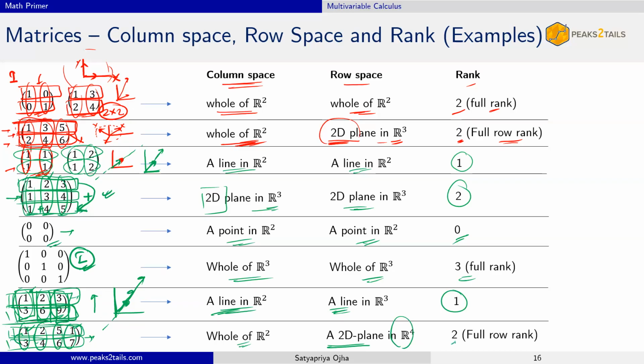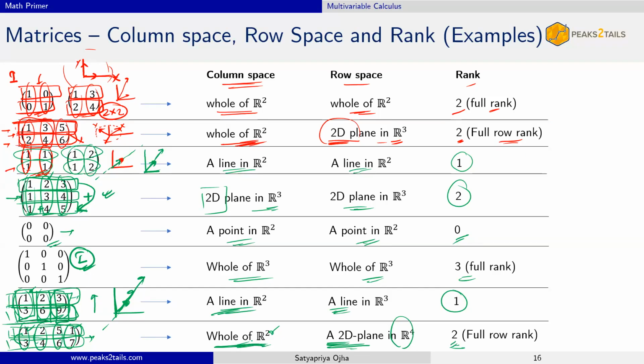Okay. And rank would be 2, because the highest rank from the column space is also 2D, and from the row space is also 2D. So the overall rank is 2. It's a full row rank because with two row vectors, I can maximum get a 2D plane, and I got that. So it's a full row rank. But with 4 column vectors, I should ideally generate a 4-dimensional space. I could not. I only generated a 2-dimensional space.